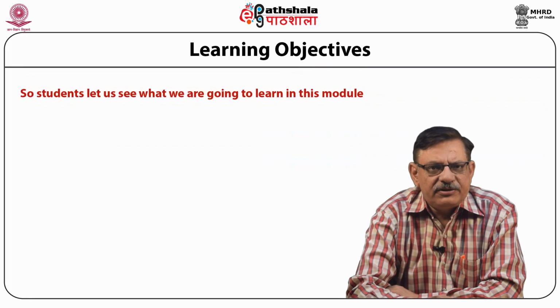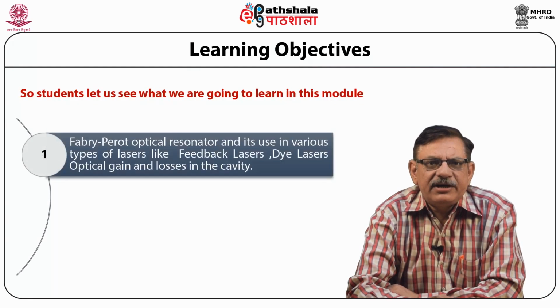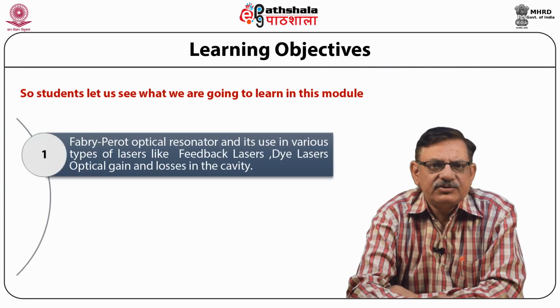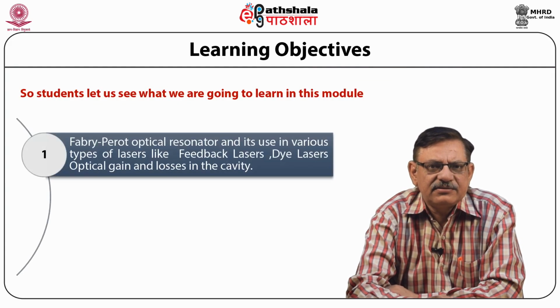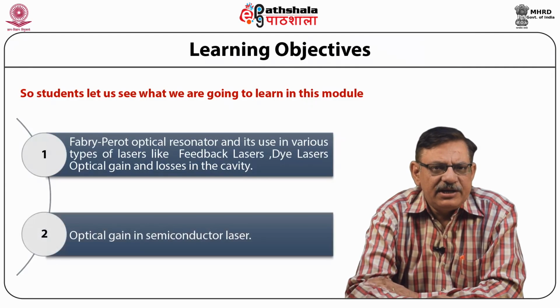Today we will be discussing the Fabry-Perot Optical Resonator and Optical Gain from the paper Atomic, Molecular and Laser Spectroscopy. We will learn about the Fabry-Perot Optical Resonator and its use in various types of lasers like distributed feedback lasers, dye lasers, optical gain and losses in the cavity, and optical gain in semiconductor lasers.